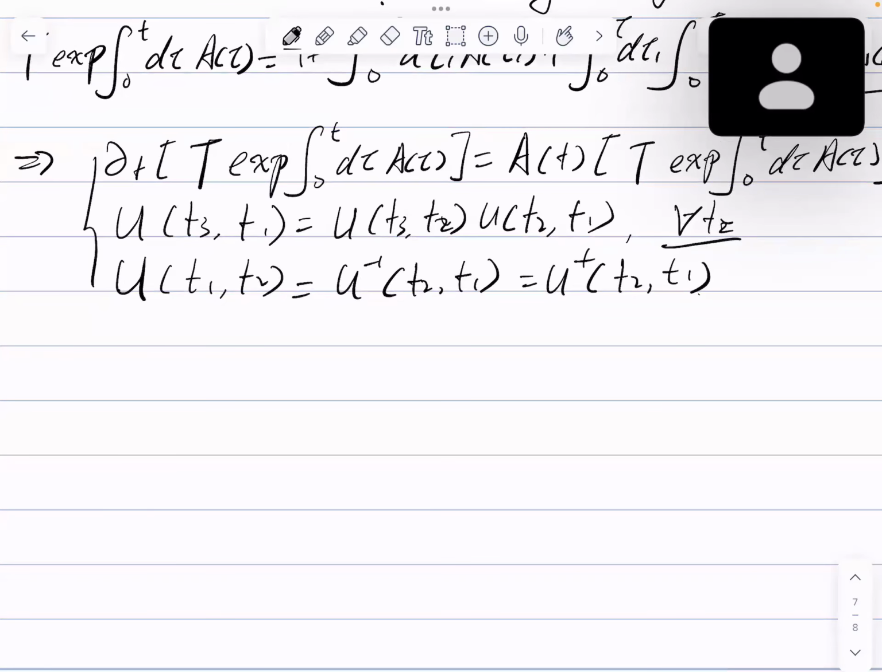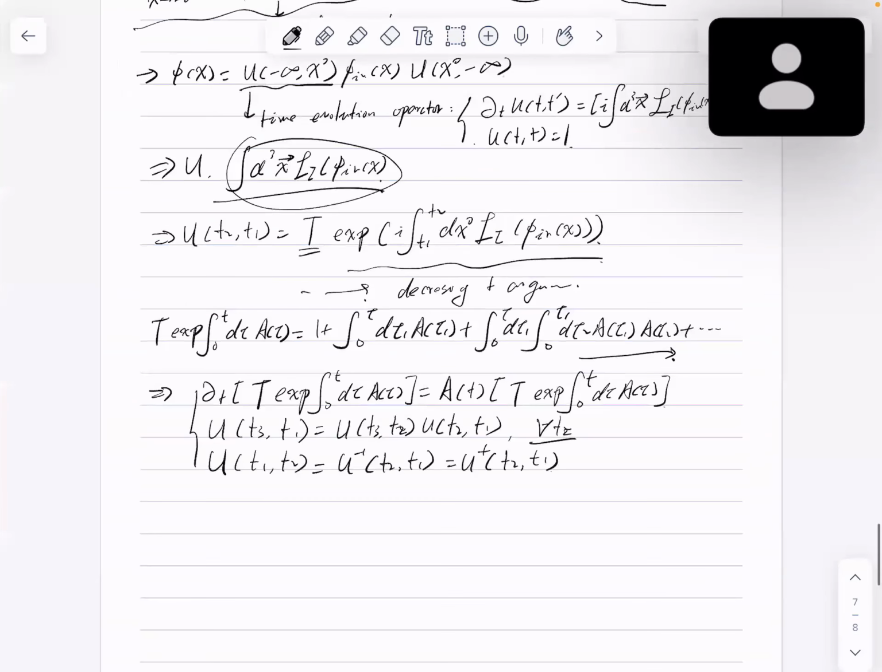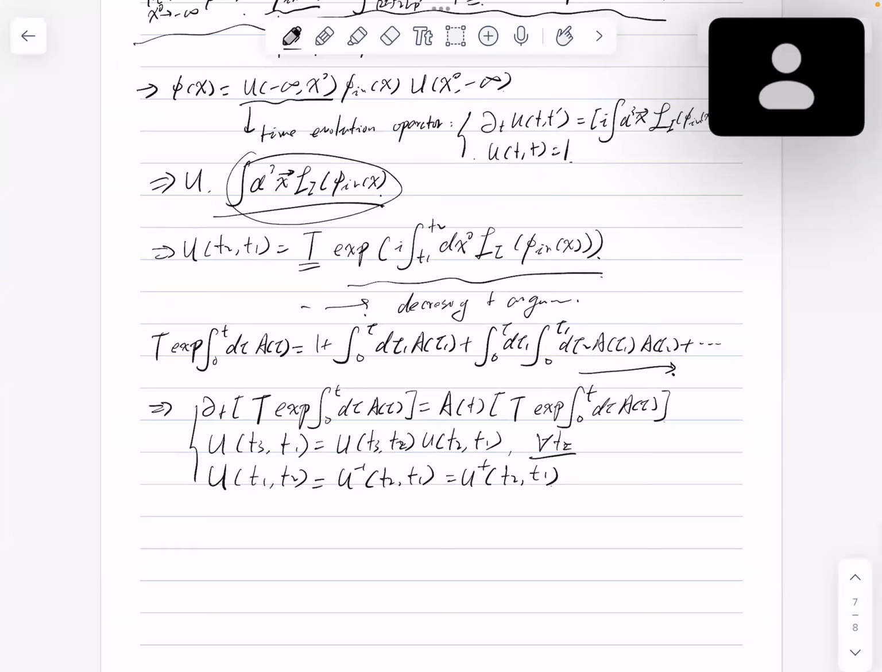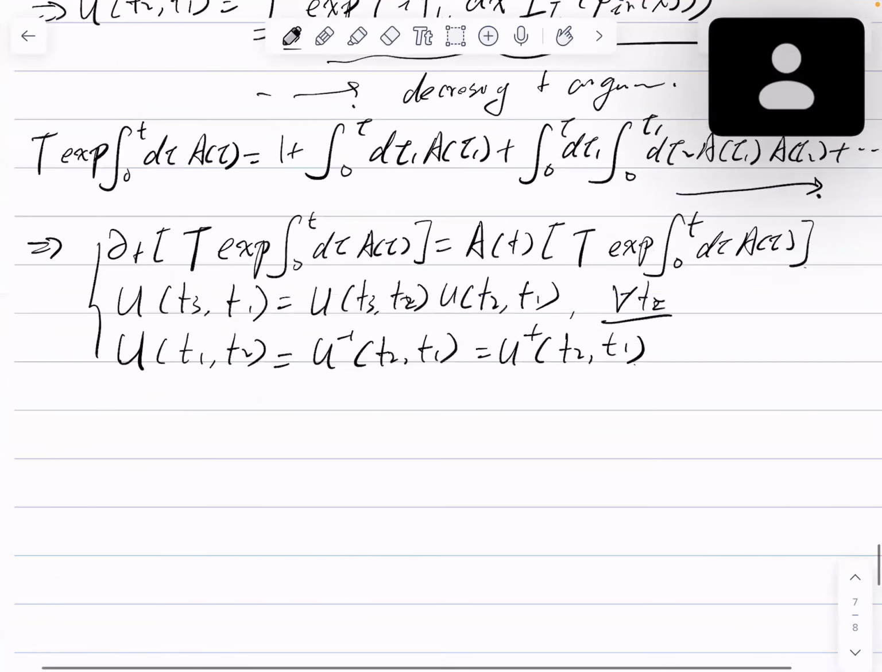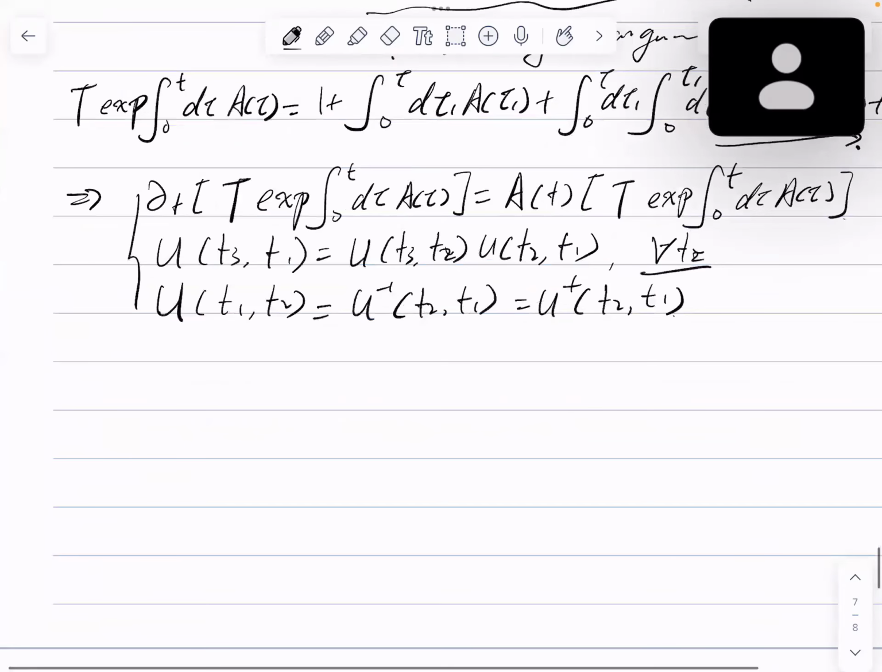Okay, and using such a time evolution to express the interacting field φ(x), we can obtain the following equation from the inhomogeneous Klein-Gordon equation.